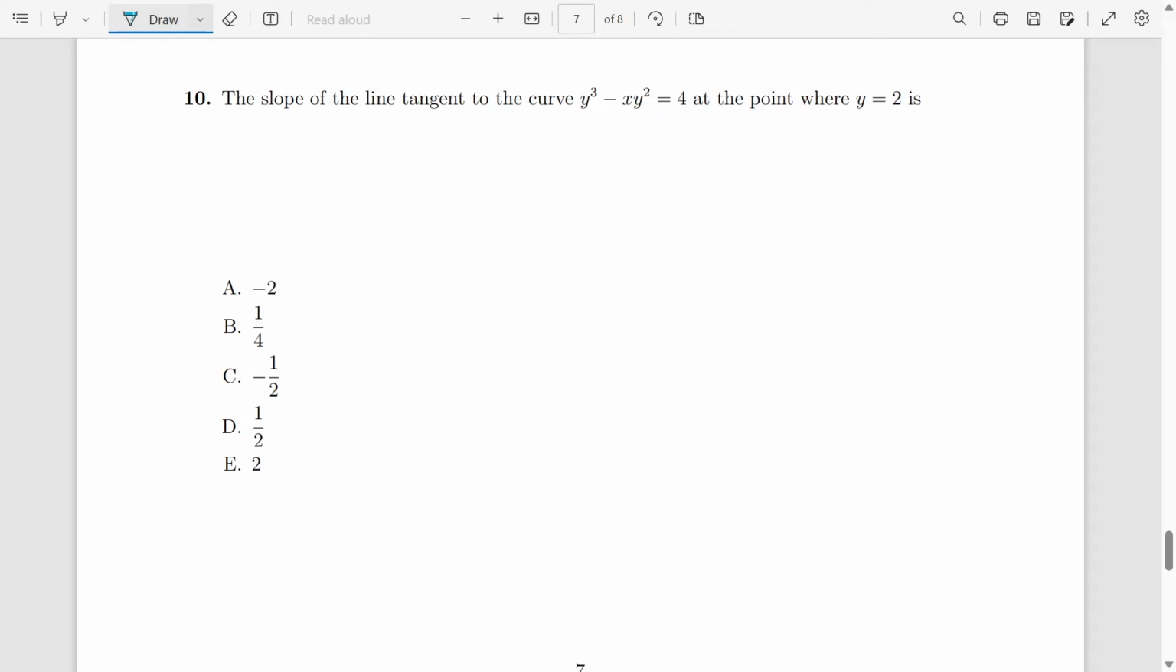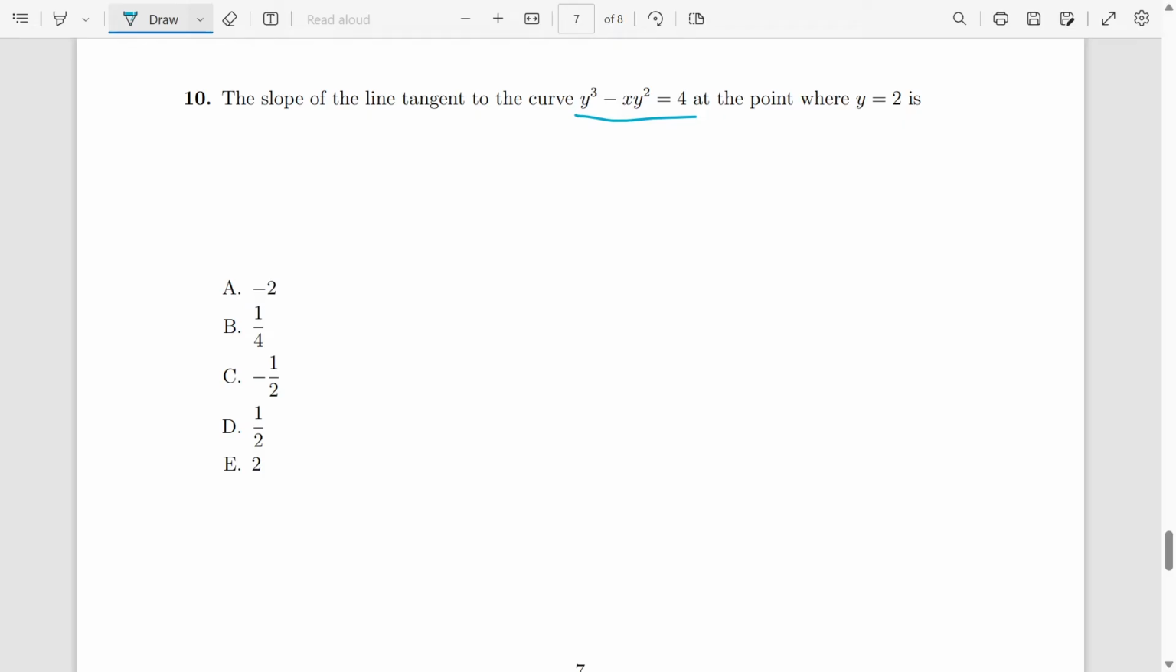All right, question 10. The slope of the line tangent to this curve at the point where y equals 2 is what? Okay, well to start, slope of the tangent line, that is a keyword for take the derivative. So we should probably do that for this. Now taking the derivative of that normally would get very hairy because you'd have to get it in the form of y equals, and we've got this y cubed and this xy squared. That wouldn't go very well if you try to get a y all by itself. So I think instead we'd want to do implicit differentiation.